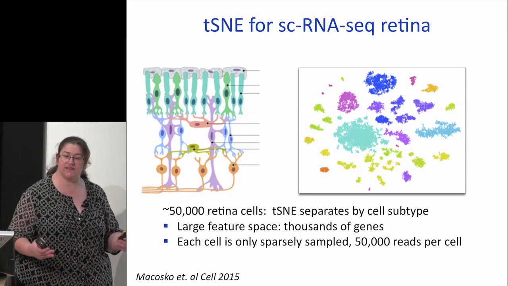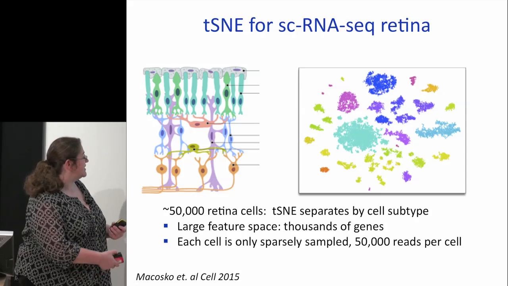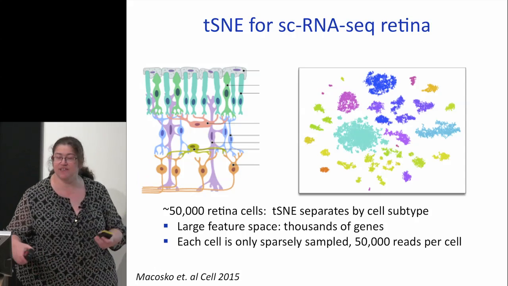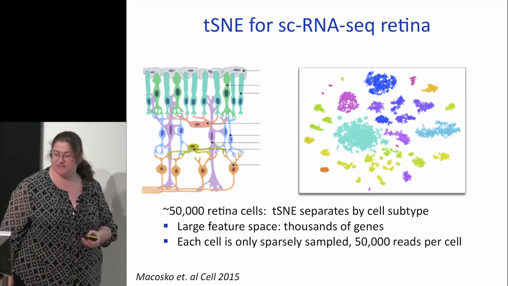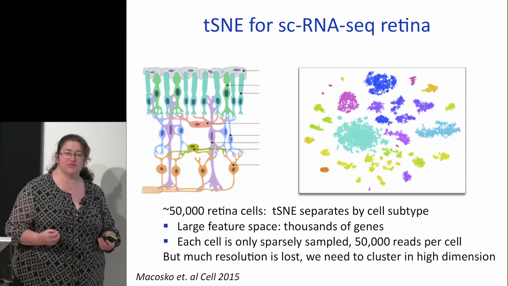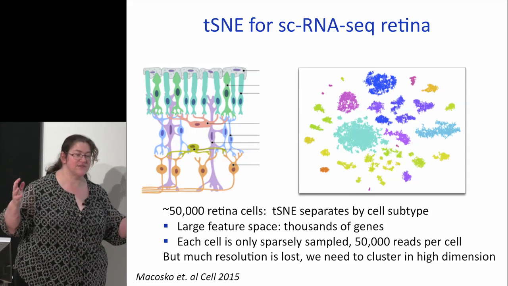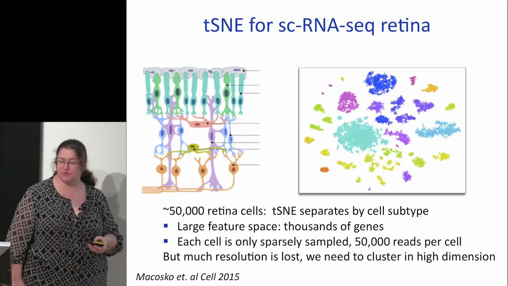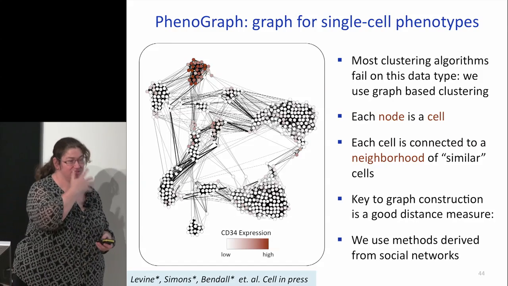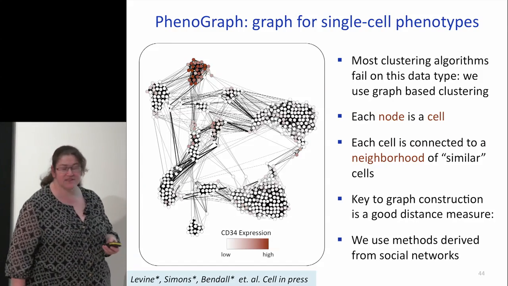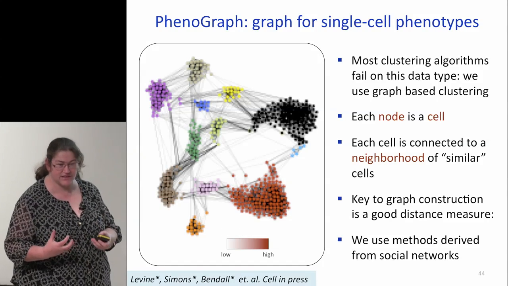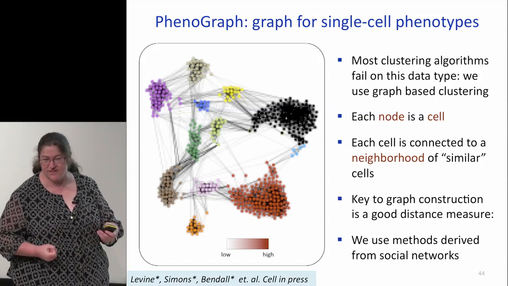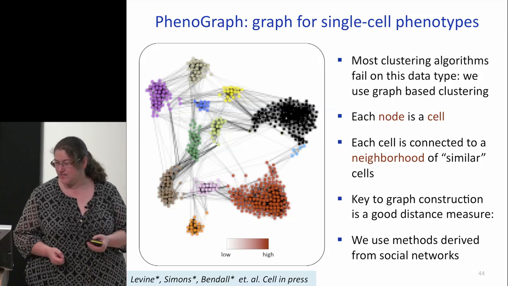So while in bulk RNA-seq we typically take 30 million reads, here with 50,000 reads, a small fraction sampling, we have enough to distinguish these cell types. But much resolution is lost. We're taking thousands of dimensions and squishing them down into two. That doesn't cut it for clustering, so we developed graph-based clustering algorithms to actually identify and cluster and characterize cell types based on some things that we hijacked from social networks.